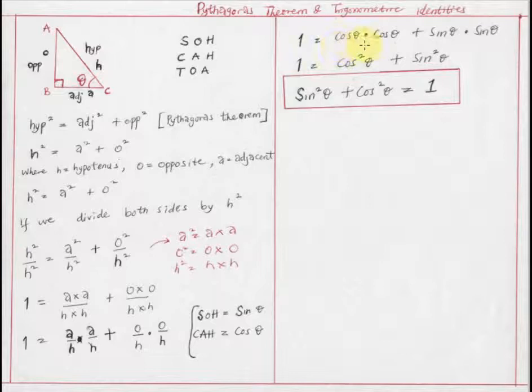Now cos theta multiplied by cos theta is cos squared theta, and sine theta multiplied by sine theta is sine squared theta. So we have 1 equals cos squared theta plus sine squared theta. So sine squared theta plus cos squared theta equals 1. If we just reverse this, so here, this is how to prove that sine squared theta plus cos squared theta equals 1, and it's very important to know how to prove this, as this is very useful in solving so many trigonometric identities.